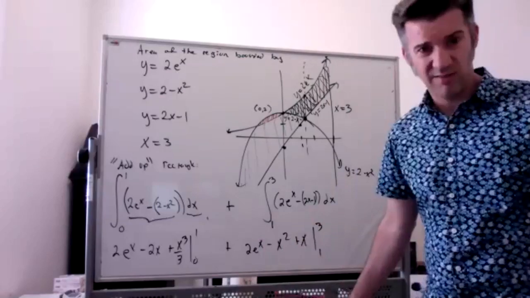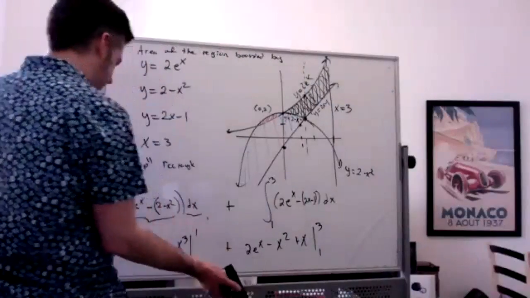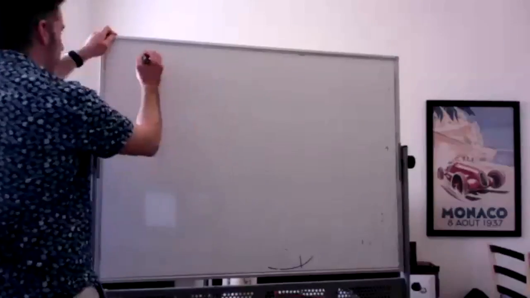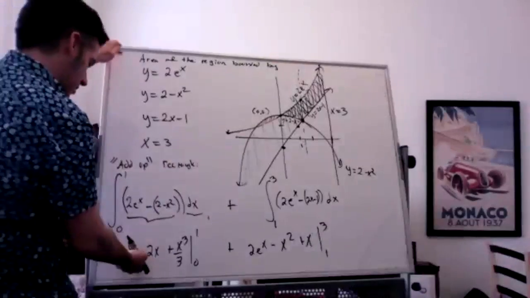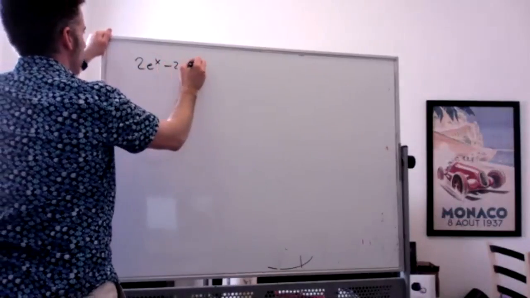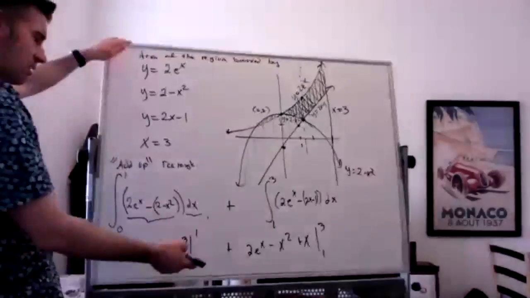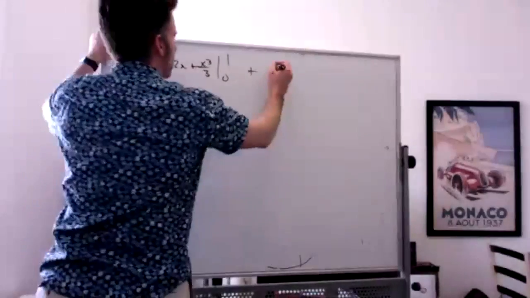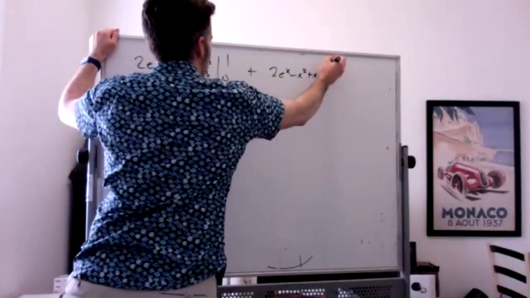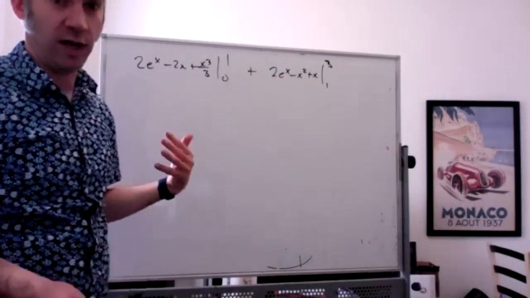And then the rest is just terrible arithmetic. I mean, it's not even that terrible, right? So I feel like I shouldn't erase this yet, so I guess I'll write it over here. So we had 2e to the x minus 2x plus x cubed over 3 from 0 to 1, plus 2e to the x minus x squared plus x from 1 to 3. Whenever we're evaluating these definite integrals, we're always plugging in the top first and then subtracting and plugging in the bottom.